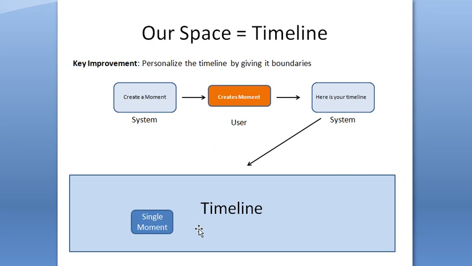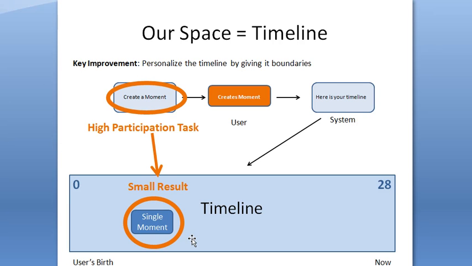So, in our current interaction model, the system says create a moment, and the user creates a moment, this high participation task, and then the system says, oh, here's a single moment on your big empty timeline. Congratulations. And guess what? This is not appealing. This makes me wonder, oh my god, was all this time and effort that I put into the moment worth it? I only get one single little moment on a timeline. It's overwhelming. So what we've done is we've given them a high participation task with a very small result.